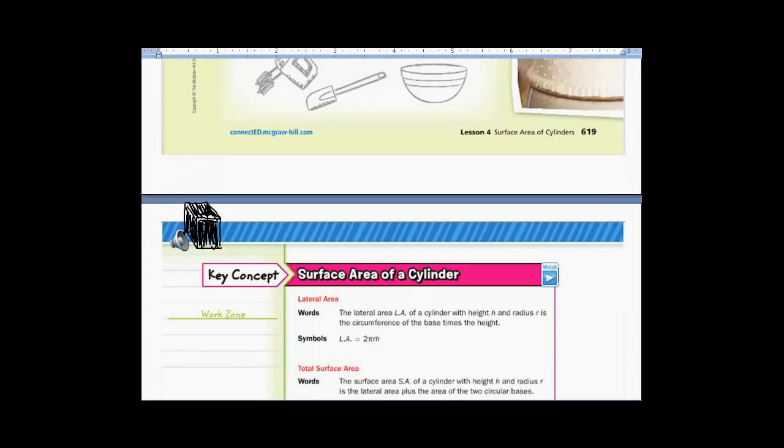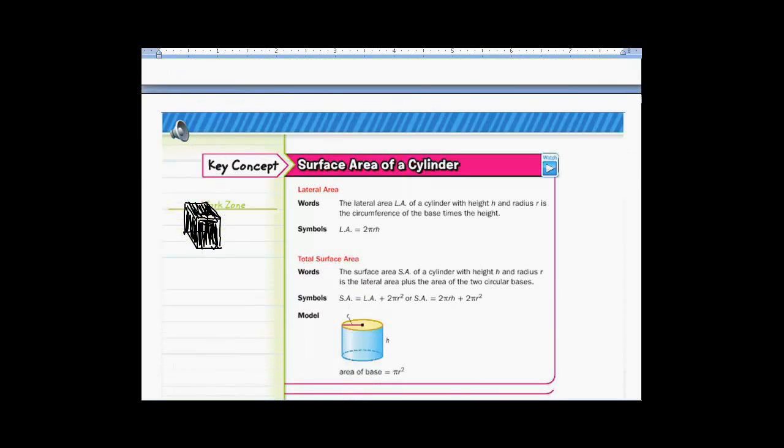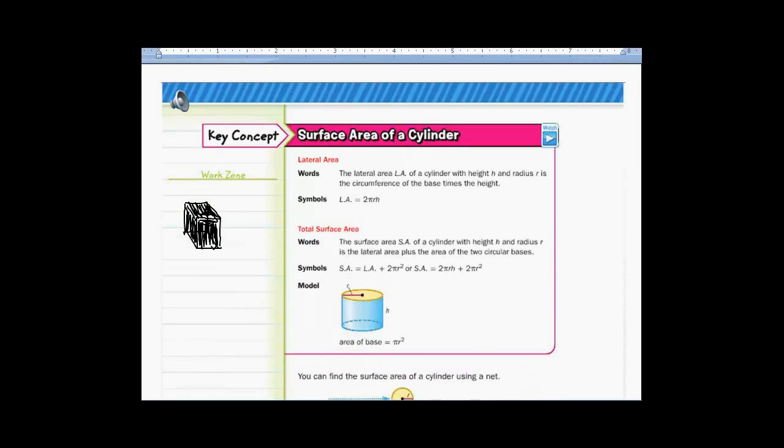If we talk about the surface area of a cylinder, there are really two different kinds of surface area. One's kind of dependent upon the other. There is total surface area, which basically is the area of all the surfaces added together. That's what you're most familiar with. And then they have something called lateral surface area. Lateral surface area is just the area of all the sides.